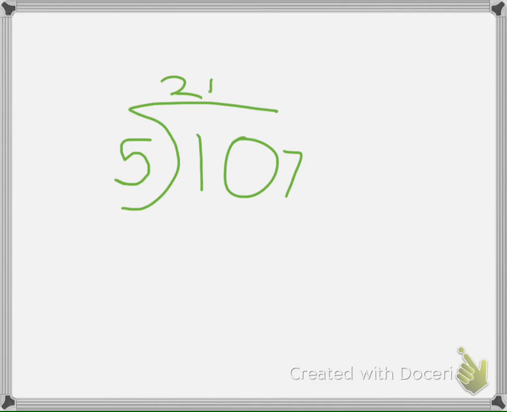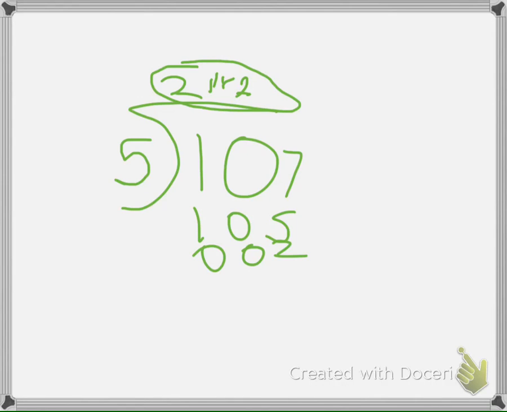21. Okay, so 5 times 21 equals 105. So 107 minus 105 equals 2. So 21 remainder 2. But we don't have remainders anymore in 7th grade. But you don't have remainders.